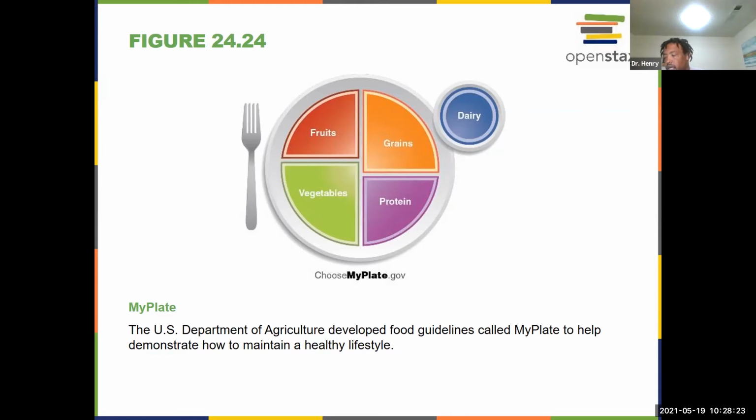We also have major minerals. That's going to be like calcium, potassium, magnesium, chloride. Those are going to be major. We need those electrolytes in our body to keep that electric potential happening in terms of the neurons and keeping those neurons firing.